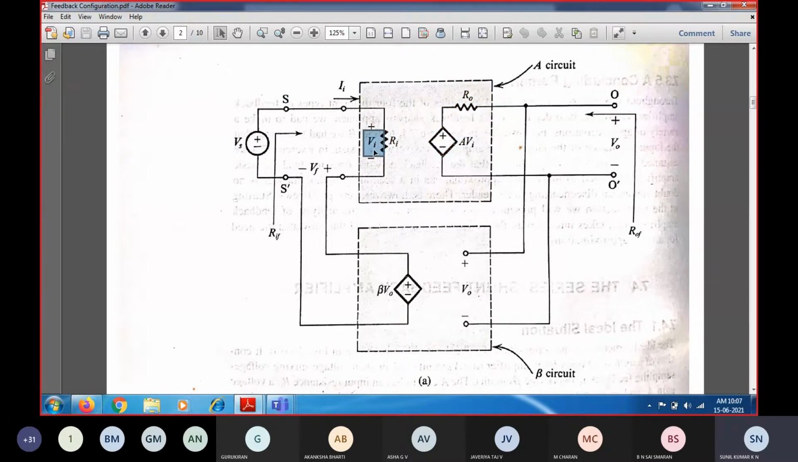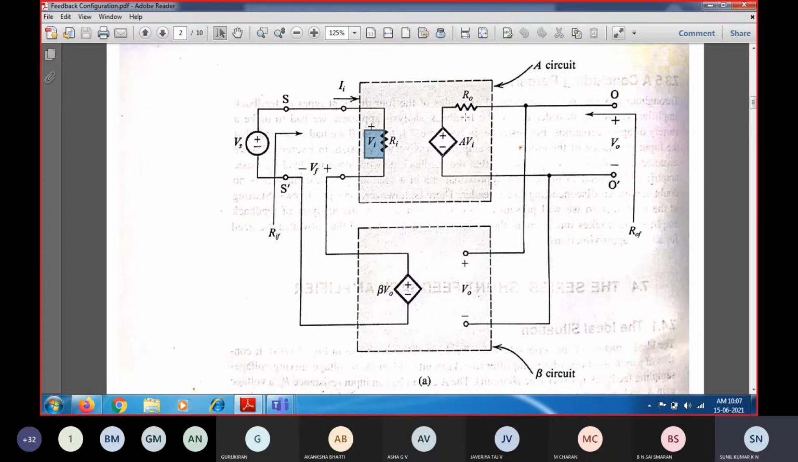So what is Vi? We know already, from when we started with the general feedback structure, what the input voltage Vi is. This is nothing but the error signal voltage. So Vi is nothing but the error voltage. The error voltage is happening because of what? Mixing of Vs and Vf. So Vs minus Vf will be equal to Vi, the effective input voltage Vi.